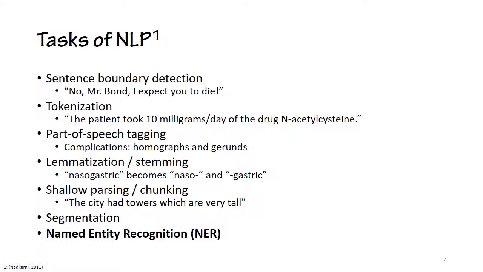Now there are plenty of subtasks within natural language processing, like sentence boundary detection, being able to see where a sentence starts and ends, such as, "No, Mr. Bond, I expect you to die." In that first example, you may not realize where that sentence is actually supposed to end. The period after the word Mr. may actually confuse a computer if you teach it a basic rule.